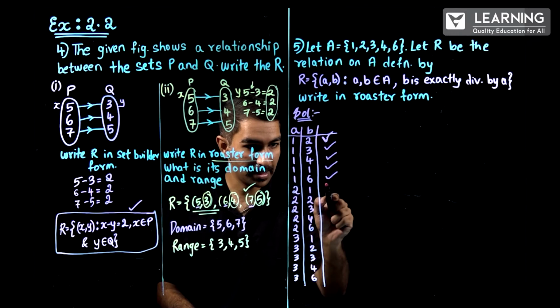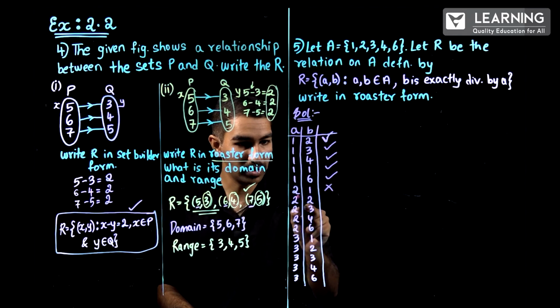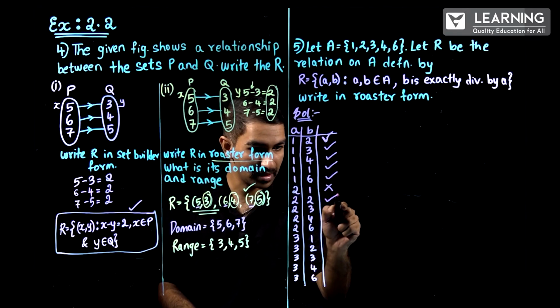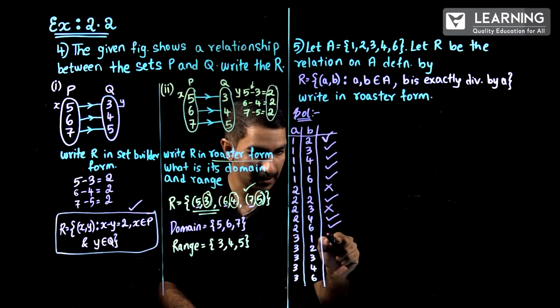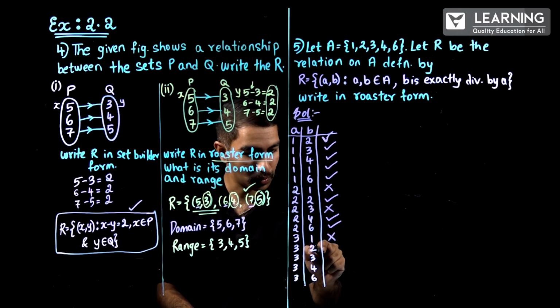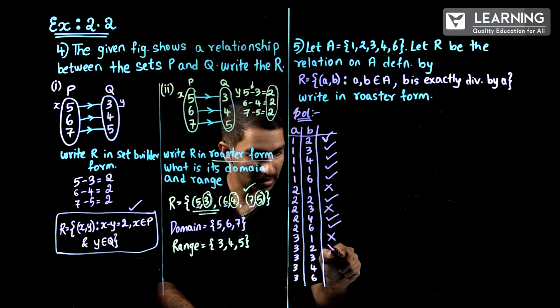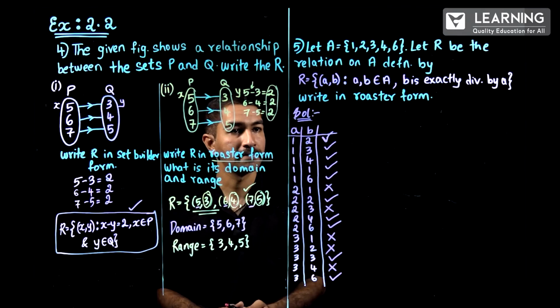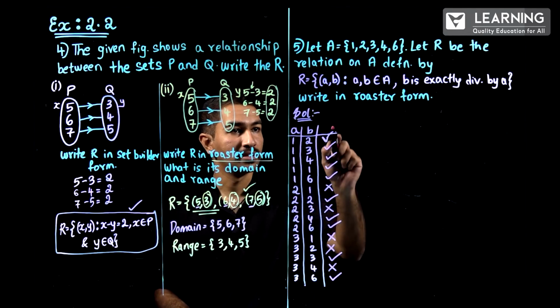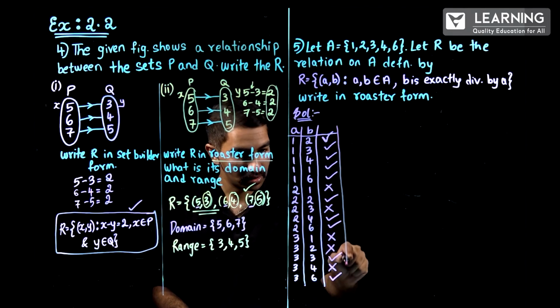Is 1 divisible by 2? No. 2 divisible by 2? Yes. 3 divisible by 2? No. 4 divisible by 2? Yes. 6 divisible by 2? Yes. 1 divisible by 3? No. 2 divisible by 3? No. 3 divisible by 3? Yes. 4 divisible by 3? No. 6 divisible by 3? Yes. Understood?